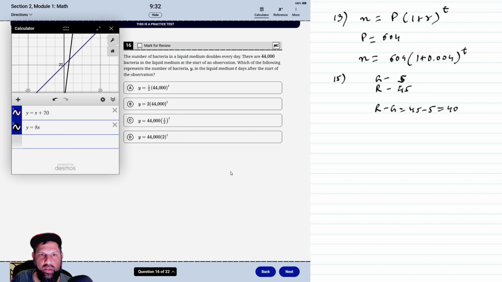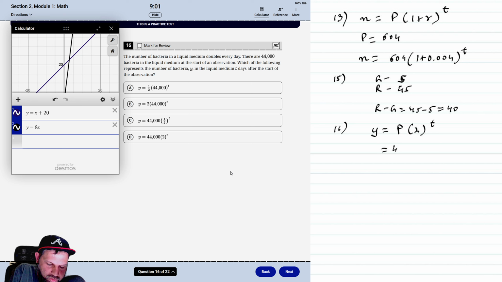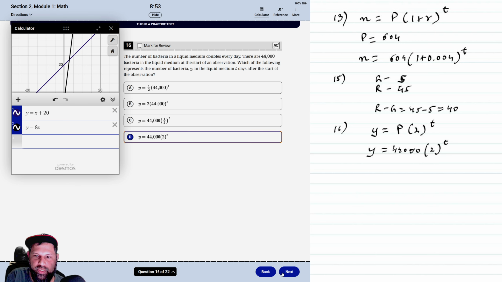The number of bacteria in a liquid medium doubles every day. There are 44,000 bacteria at the start. Which of the following represents the number of bacteria y in the liquid t days after the start of the observation? This is another exponential function, where generally the exponential function is the number of bacteria p at the start times 2 to the power t. The p is 44,000, so the answer is going to be 44,000 times 2 to the power t, which is option D.